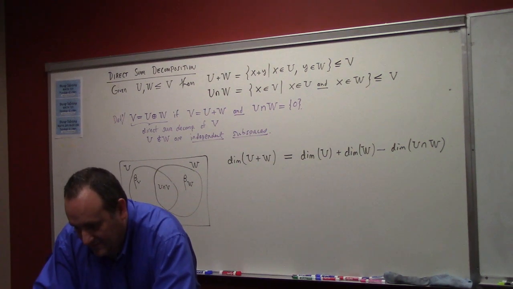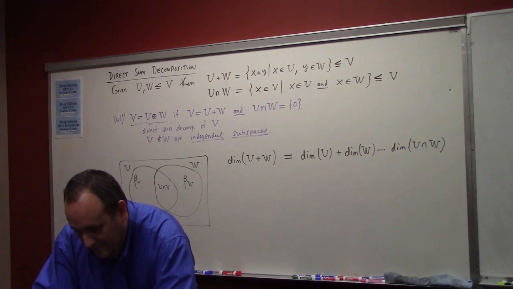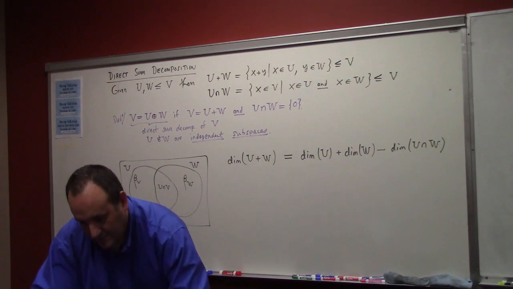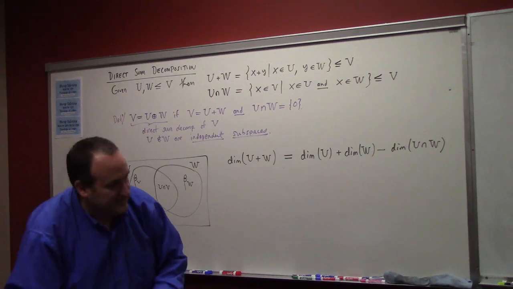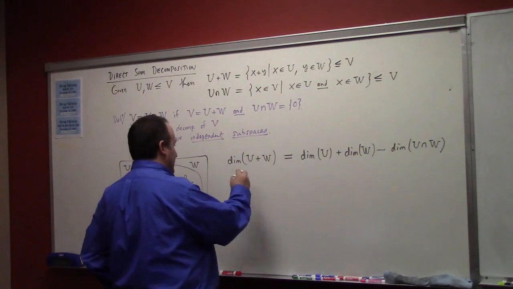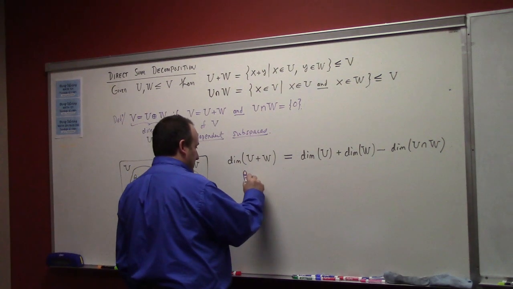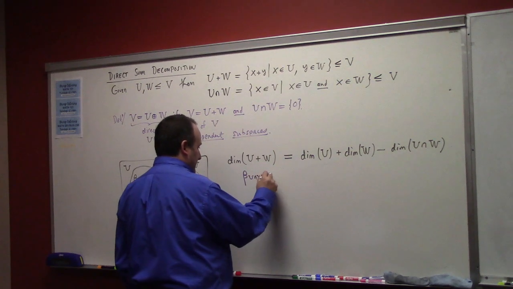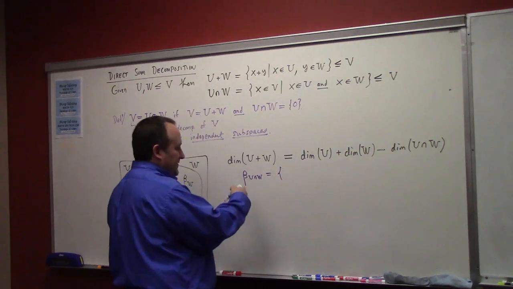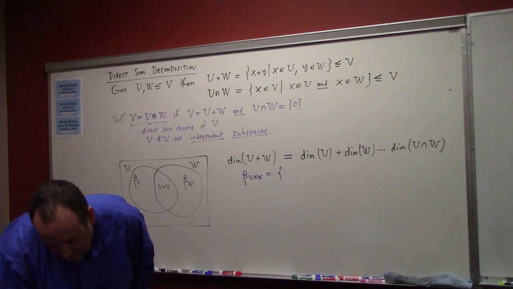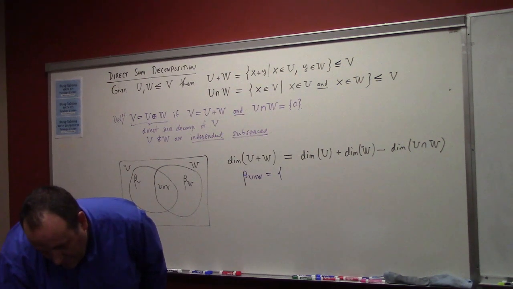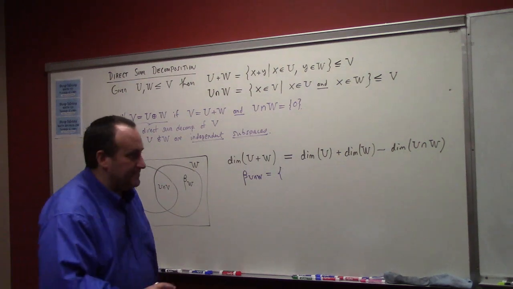So let's see here. I start in the middle. I start with a basis for U intersect W, and then I adjoin to it to get a basis for U. All right? So I start with a basis for U intersect W, and I suppose that's n-dimensional just for the sake of discussion. So I call the vectors, the basis for the intersection, V1 through Vn. All right?